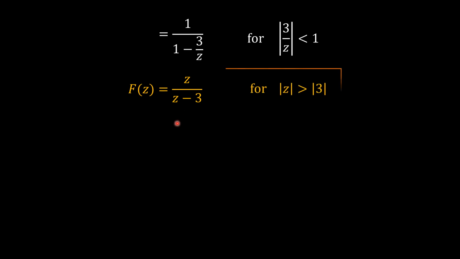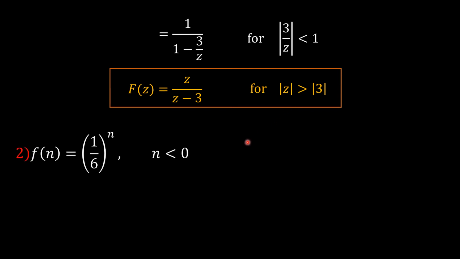So this is the required Z transform, and its region of convergence is mod of z strictly greater than 3. This is the circle with center at origin and radius equal to 3. And the region of convergence is the region outside of the circle.